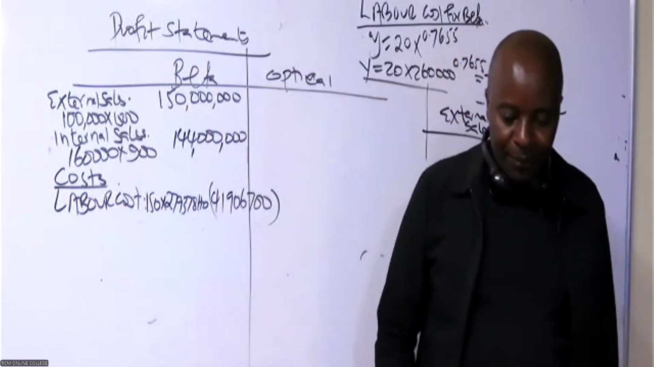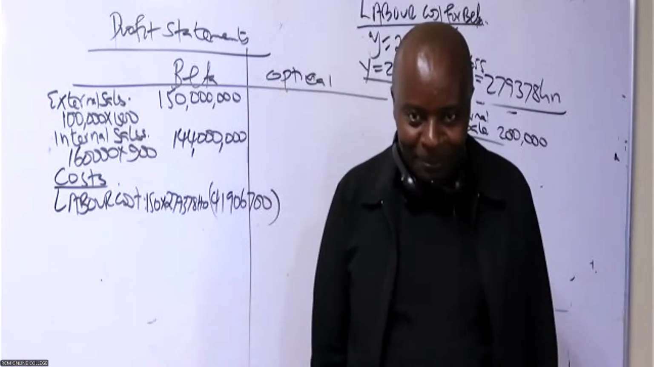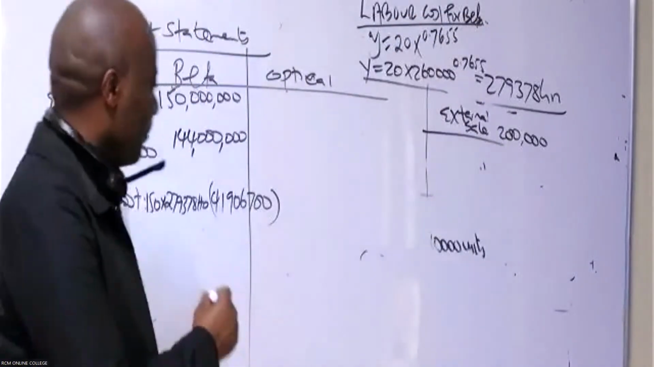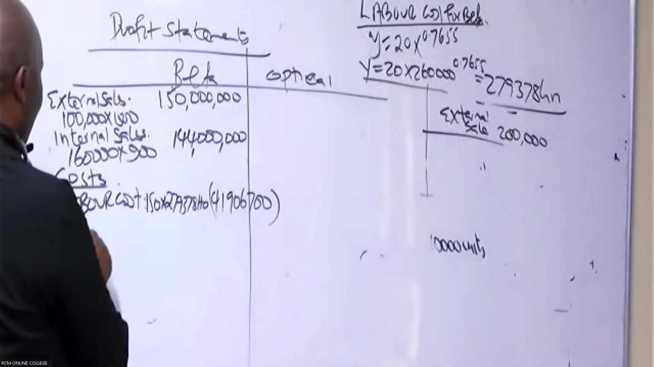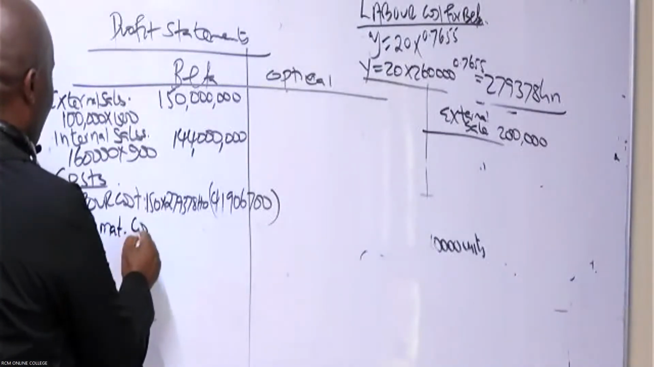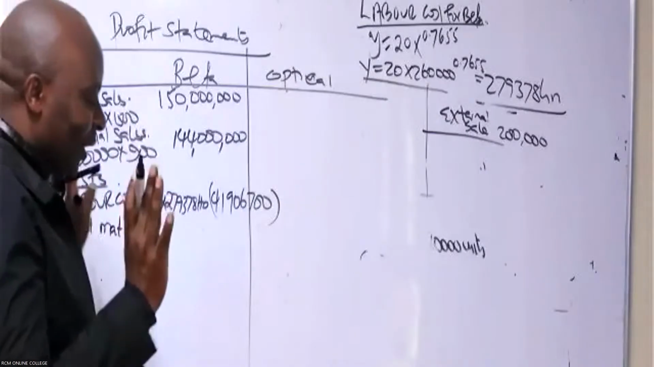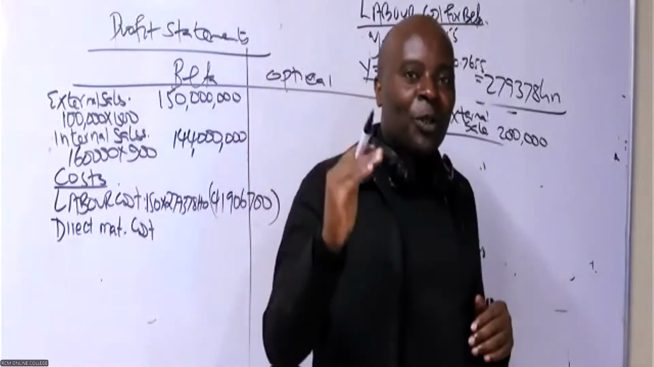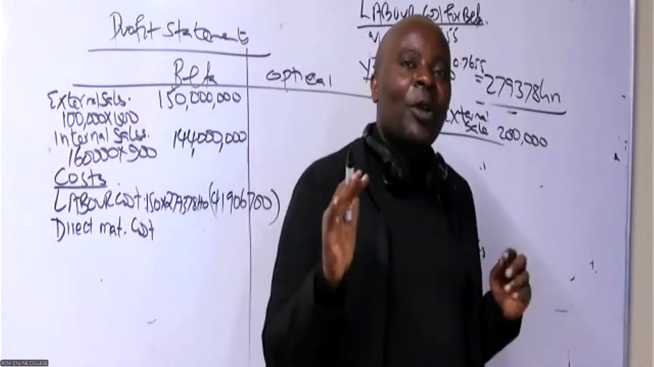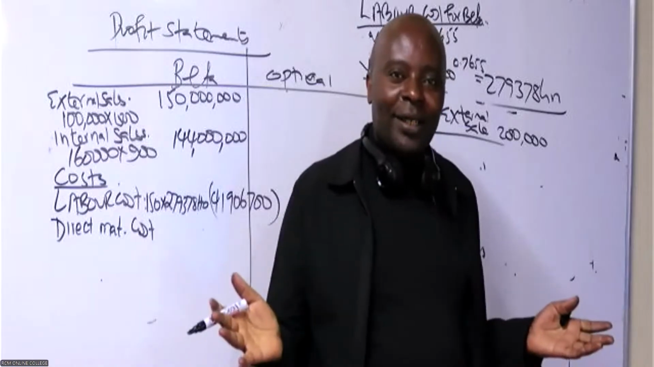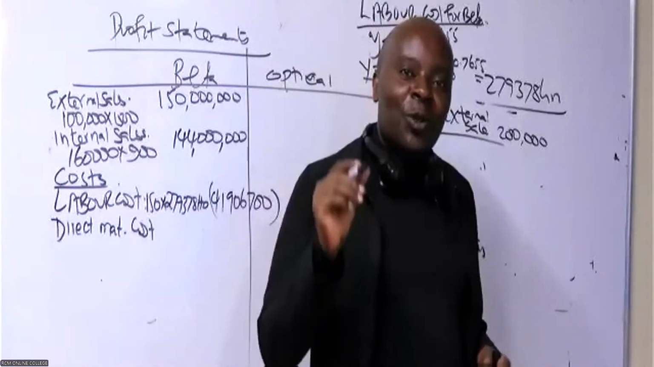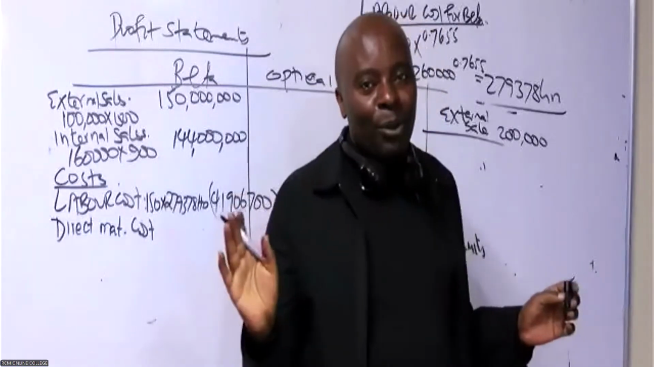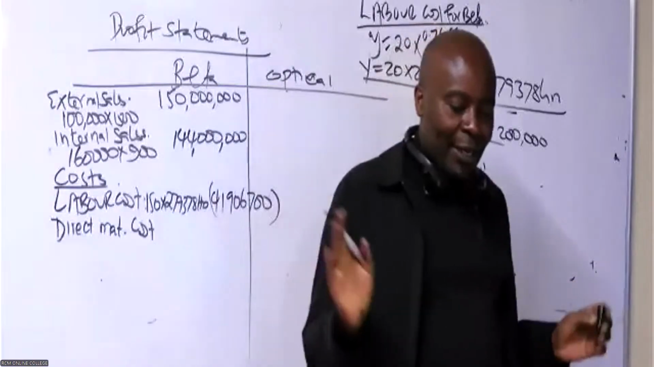Next cost. Direct materials, isn't it? Direct material cost. Remember, you don't have to get everything. You don't have to do it like me. Mwalimu is looking at it from the point of perfectionism, but in an exam you'll be panicking. The most important thing is that you should just be able to post as many correct entries as possible here. So don't look for perfectionism in an exam.